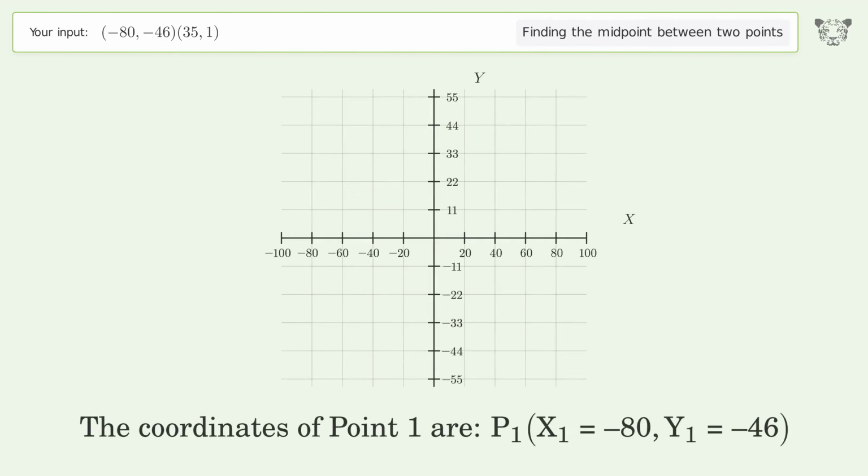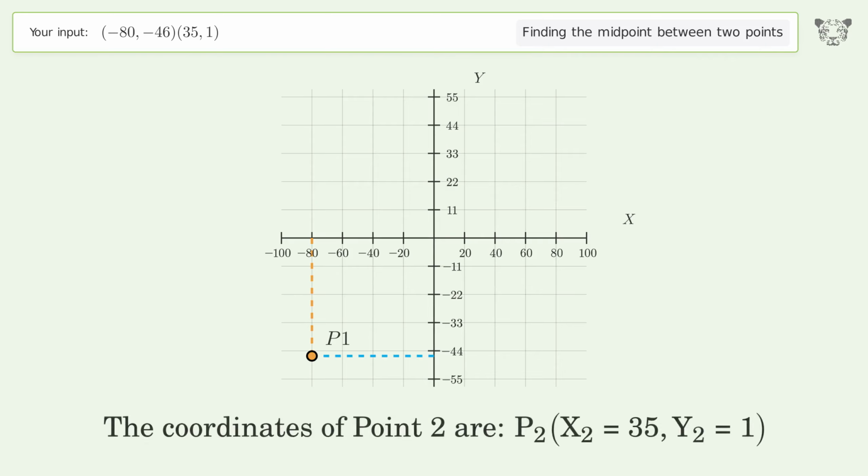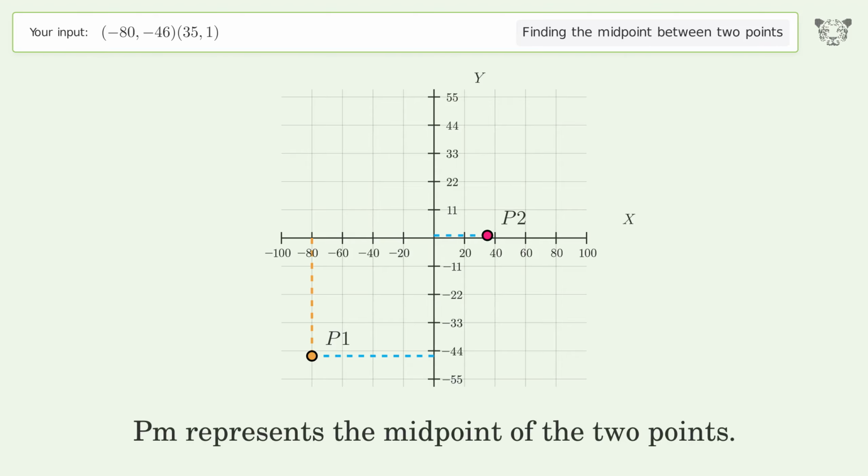The coordinates of point 1 are x1 equals -80, y1 equals -46. The coordinates of point 2 are x2 equals 35, y2 equals 1. PM represents the midpoint of the 2 points.